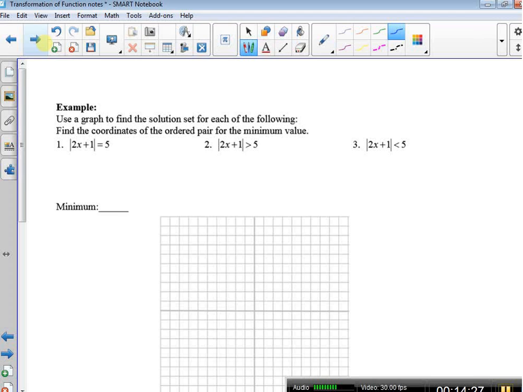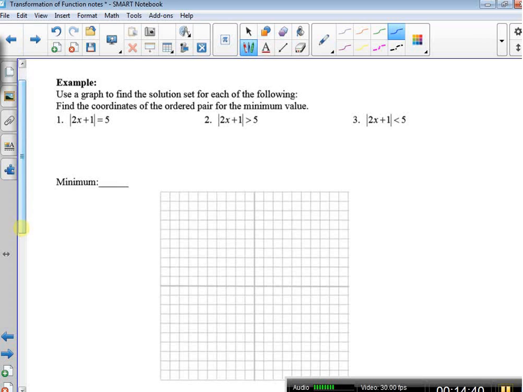Okay, next page is kind of another example here of how we would solve an absolute value equation or an inequality using a graph. So it's just a little review here. What you need to do is to graph this. So what I'm going to do is put into y1 absolute value of 2x plus 1, and figure out the points for that.